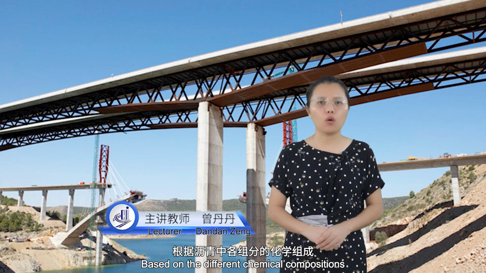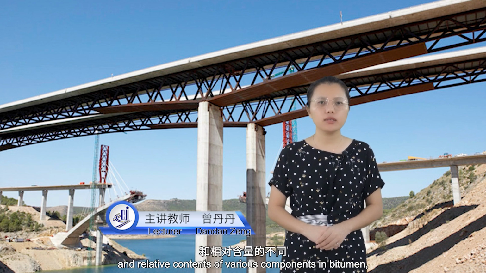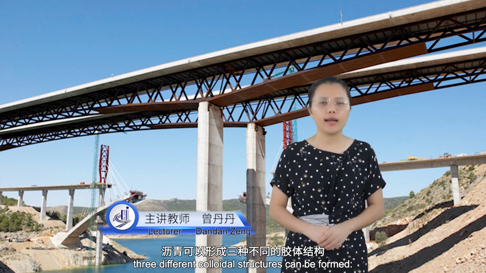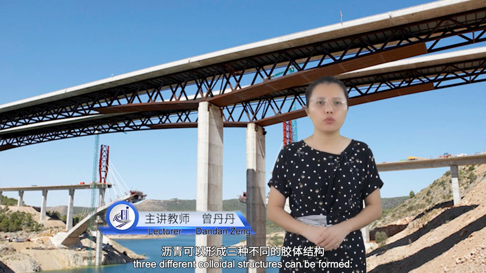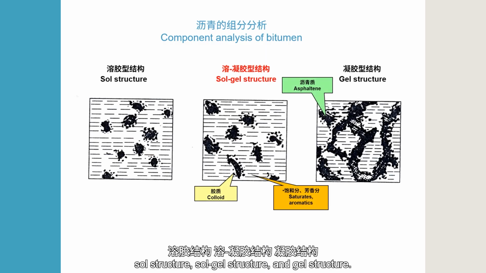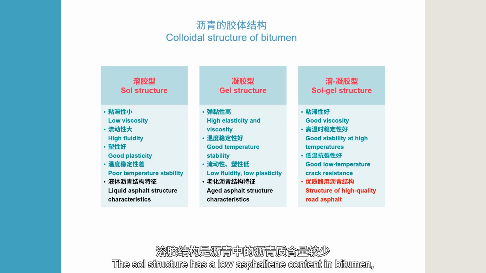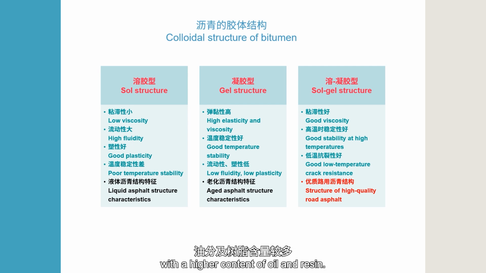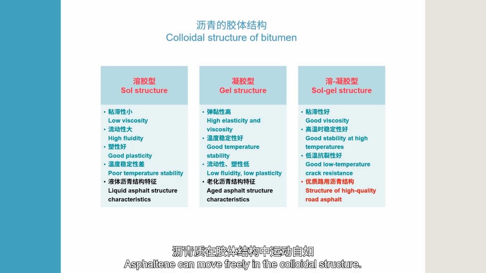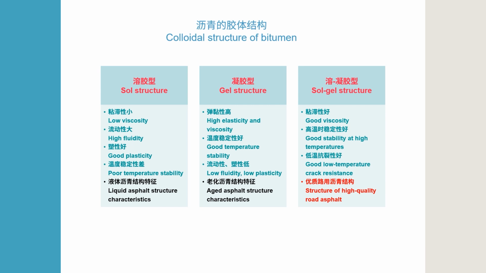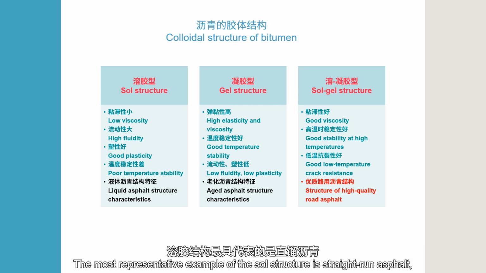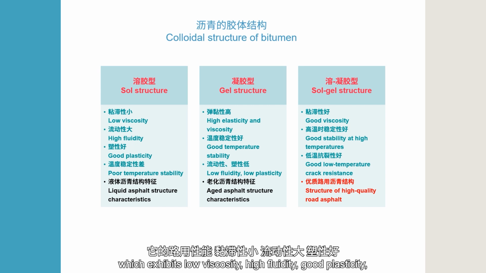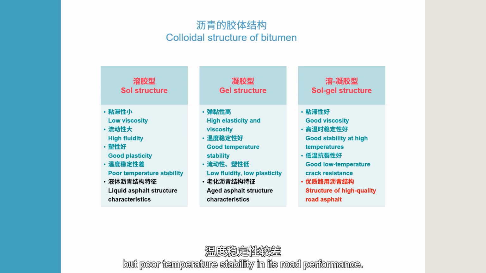Based on the different chemical compositions and relative contents of various components in bitumen, 3 different colloidal structures can be formed: sol structure, sol-gel structure, and gel structure. The sol structure has a low asphaltene content in bitumen with a higher content of oil and resin. Asphaltene can move freely in the colloidal structure. The most representative example of the sol structure is straight-run asphalt, which exhibits low viscosity, high fluidity, good plasticity, but poor temperature stability in its road performance.